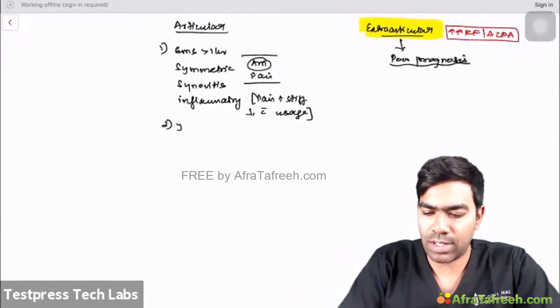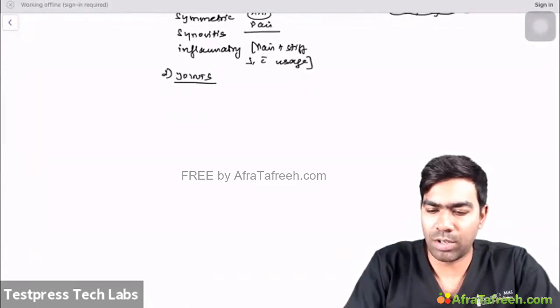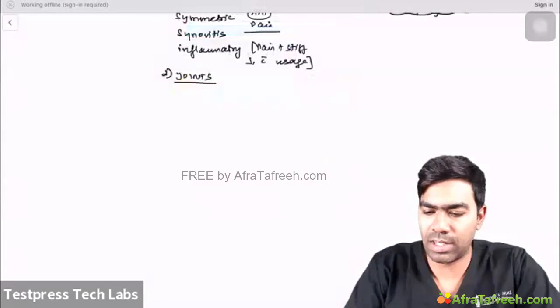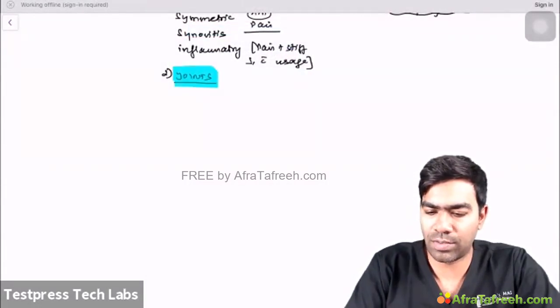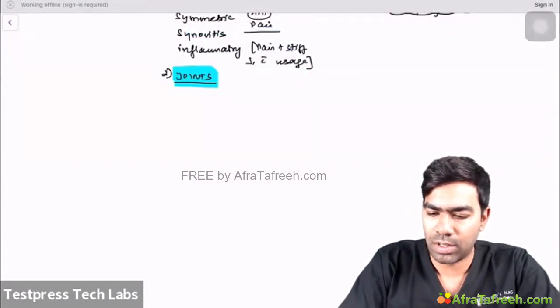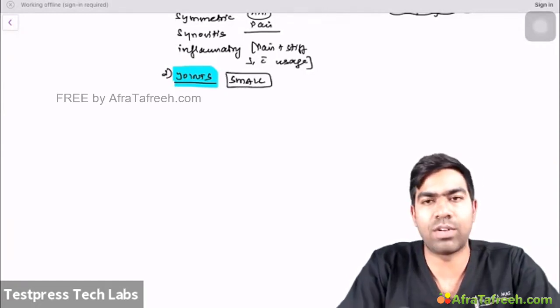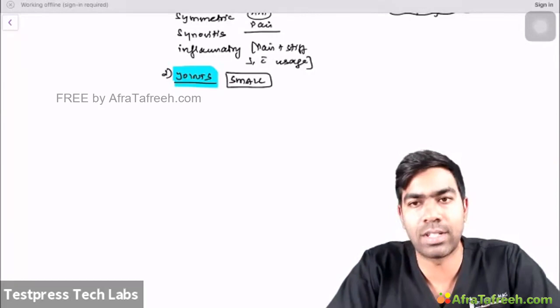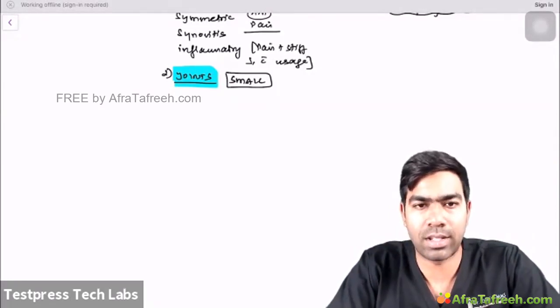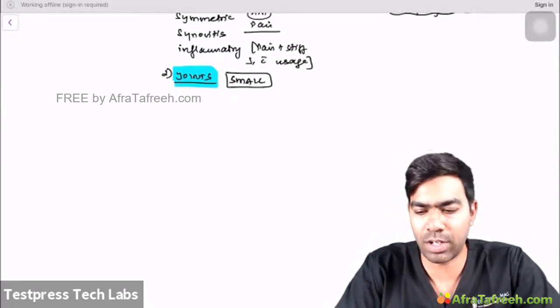And what are the joints that will be affected? That is the question here. Remember, rheumatoid arthritis is basically a disease of the small joints. That's the first point that you need to know. Any disease that does not involve small joints at all throughout its course is unlikely to be rheumatoid arthritis in the first place. They are going to have small joint involvement.